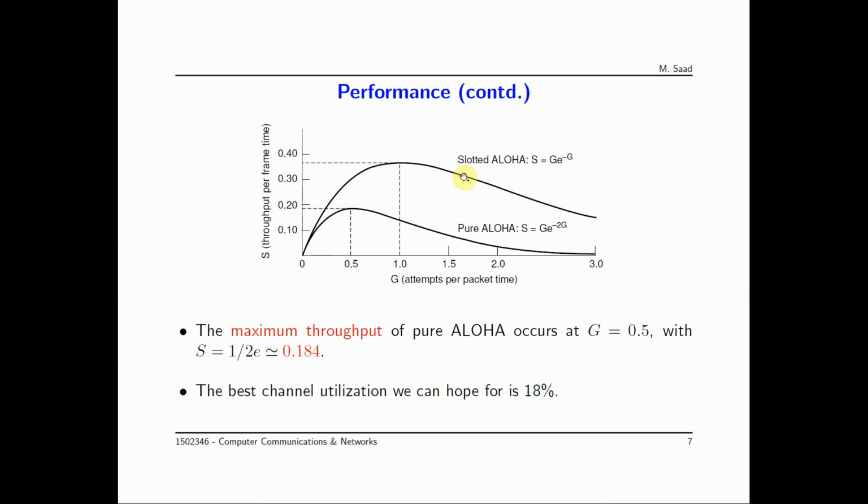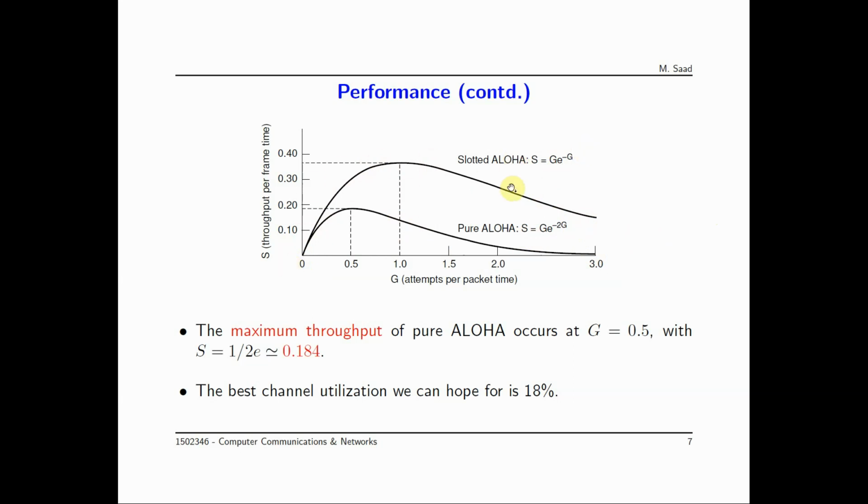It is a similar trend. Again, if we don't attempt anything, we're also not delivering anything. That's why the curve starts at 0, at S equal to 0. And when we go to infinity, asymptotically, the throughput also approaches 0. However, in slotted Aloha, the whole throughput curve is on top of the pure Aloha throughput curve. G e to the power of minus 2G versus G e to the power of minus G in slotted Aloha.